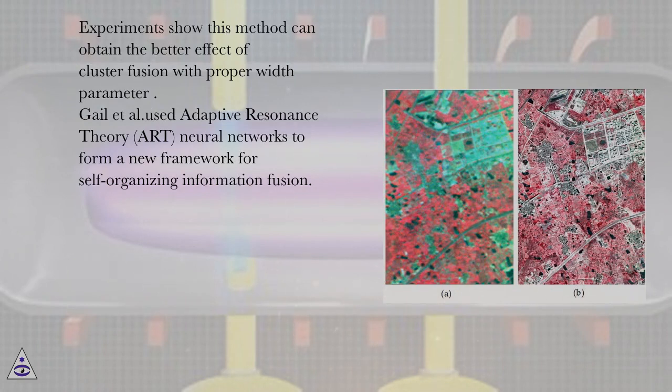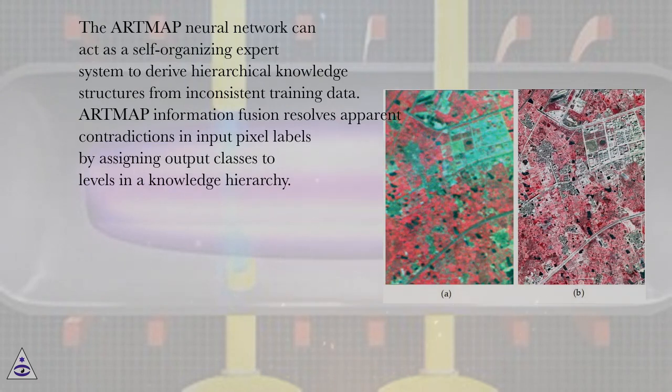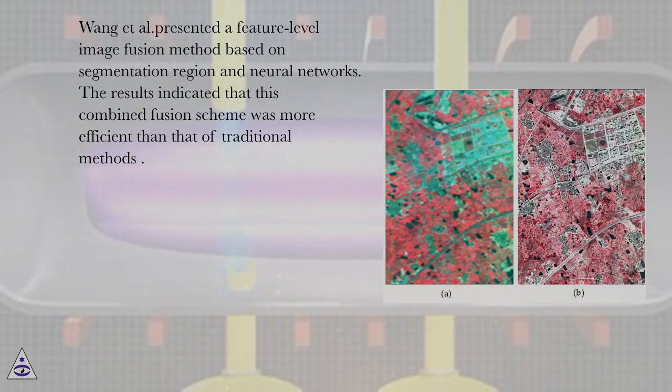Gale et al. used adaptive resonance theory, ART, neural networks to form a new framework for self-organizing information fusion. The ArtMap neural network can act as a self-organizing expert system to derive hierarchical knowledge structures from inconsistent training data. ArtMap information fusion resolves apparent contradictions in input pixel labels by assigning output classes to levels in a knowledge hierarchy. Wang et al. presented a feature-level image fusion method based on segmentation region and neural networks. The results indicated that this combined fusion scheme was more efficient than traditional methods.